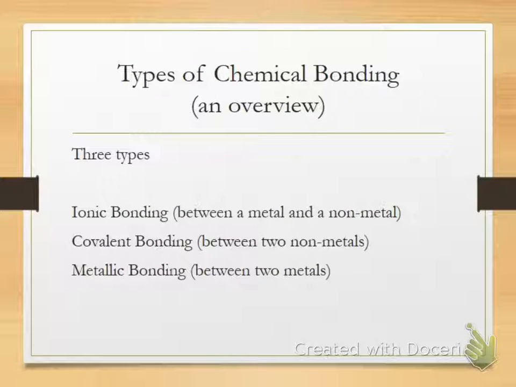They are ionic bonding, which happens between a metal and a nonmetal; covalent bonding, which is between two nonmetals; and then metallic bonds, which is between metals. We're mostly going to be looking at ionic and covalent because they do more in our reactions. The metallic bonds, we don't really do a lot with them, but you do have to know about them.